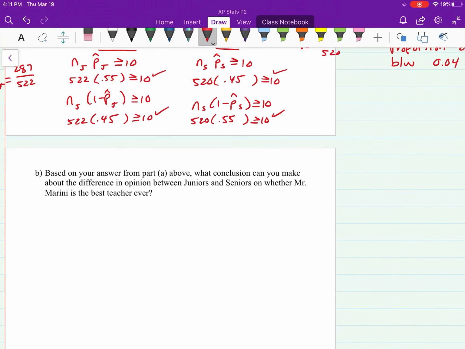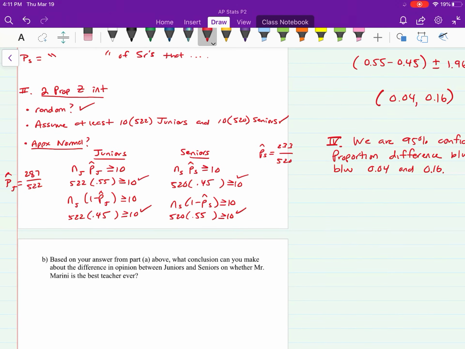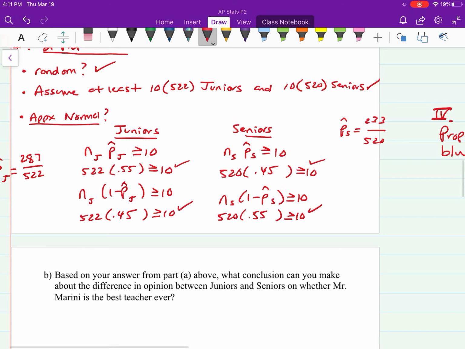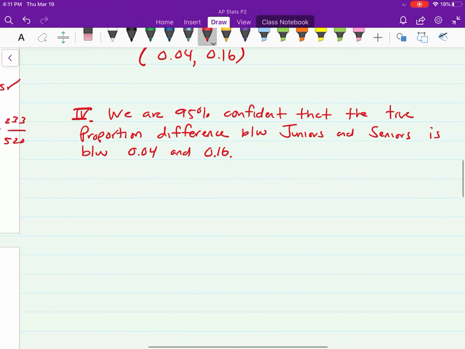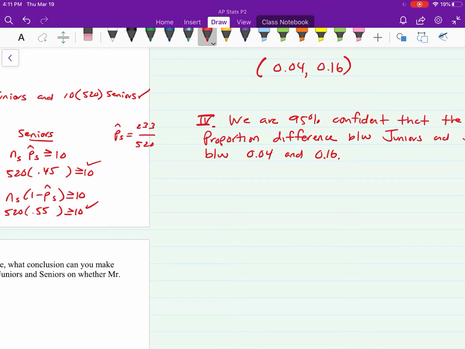Based on your answer from part A above, what conclusion can you make about the difference in opinion between juniors and seniors on whether Mr. Marini is the best teacher ever? So we can see that the 2 proportions are different. I mean, 55% of the juniors in this sample said I was the greatest teacher ever, and 45% of the seniors said I was the greatest teacher ever. And in our conclusion, we said we were 95% confident that the true proportion difference between juniors and seniors is between 0.04 and 0.16.